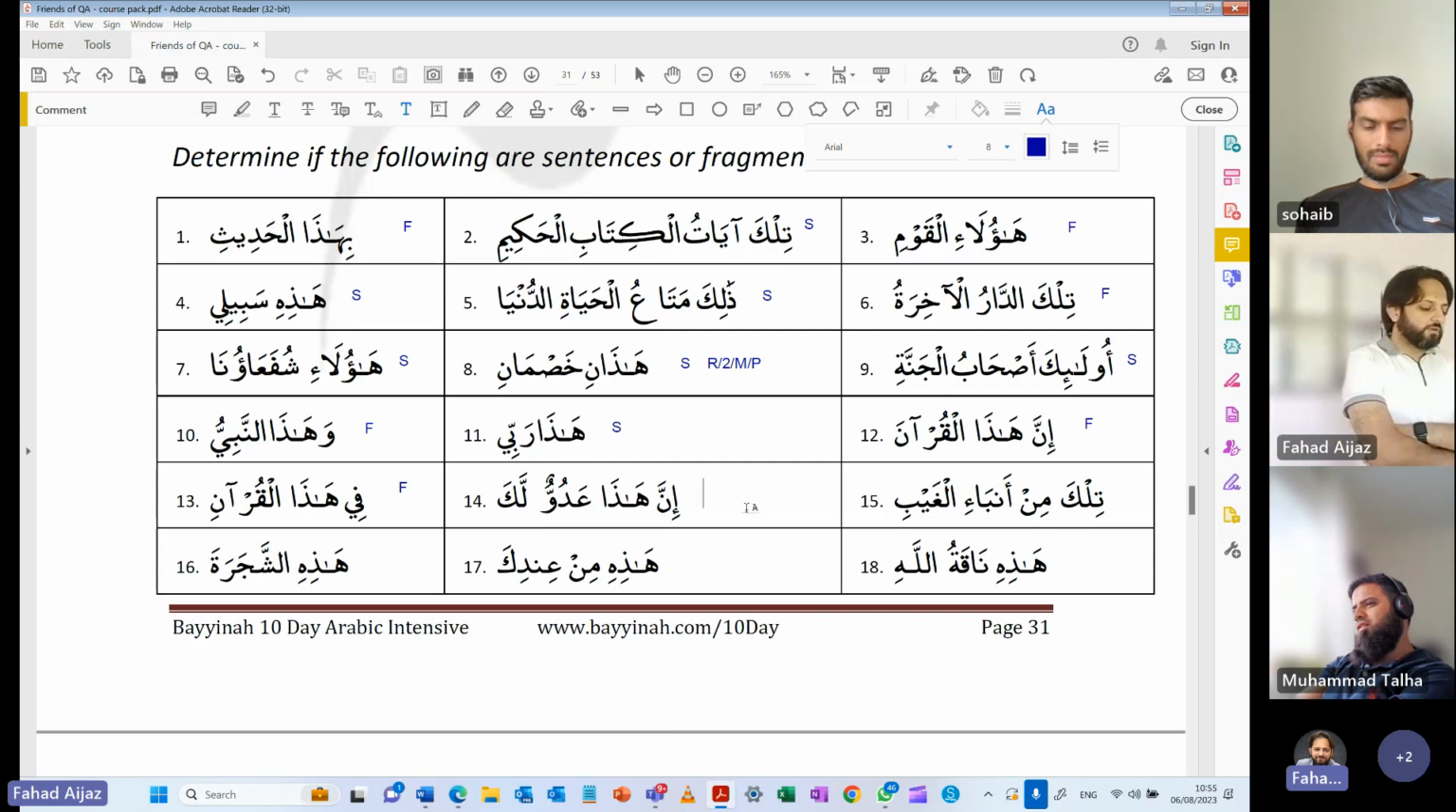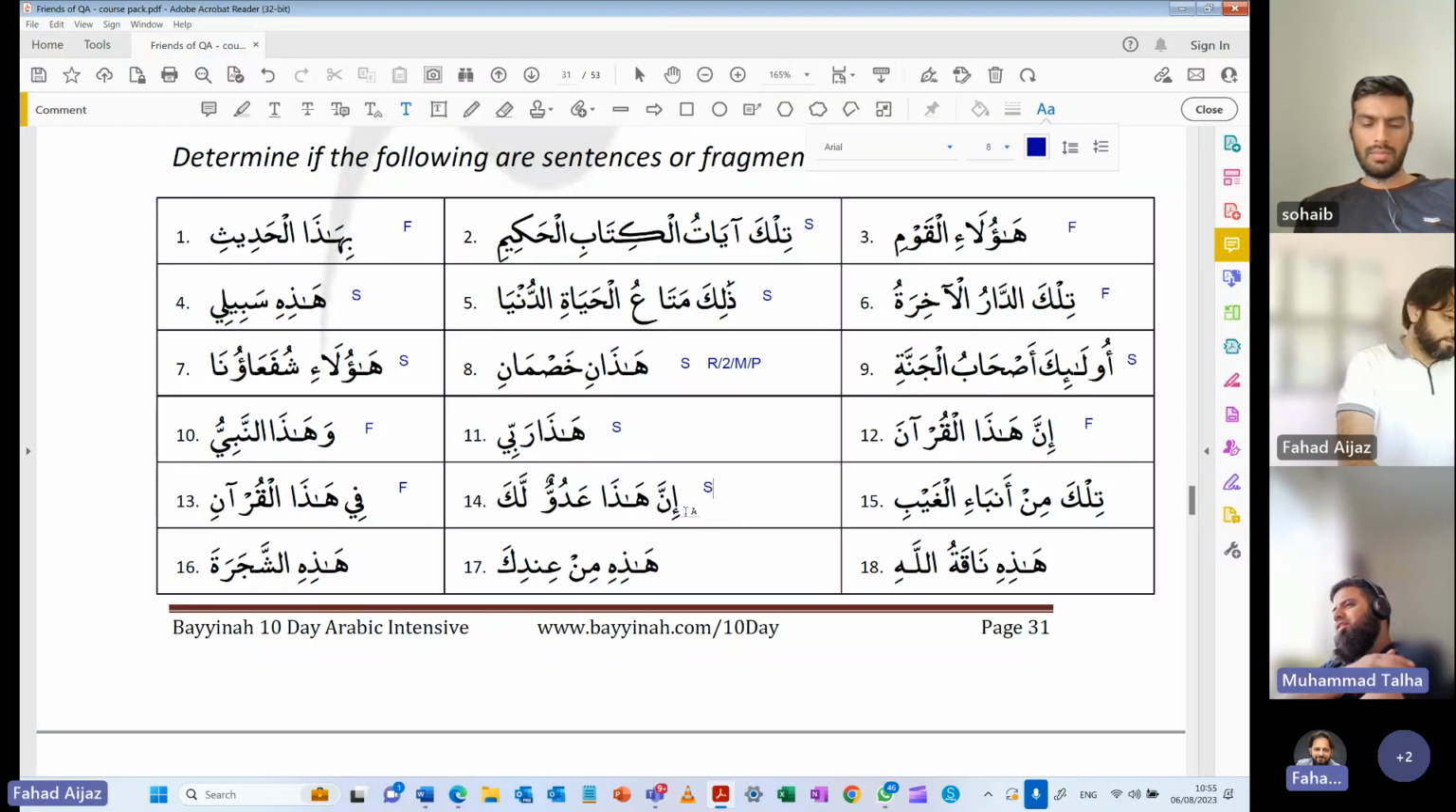Inna haza aduwwun lakum: sentence. Certainly this is an enemy for you. Aduwwun means enemy. Ka is the attached form of "you". Lakum is for plus you, not "is". This is an enemy for you. Correct.